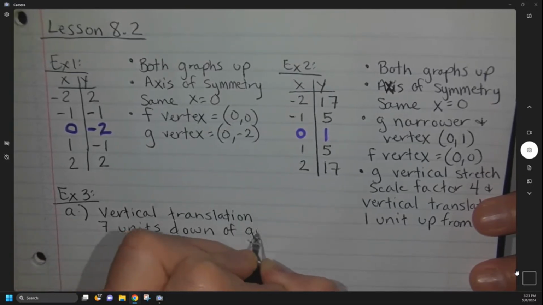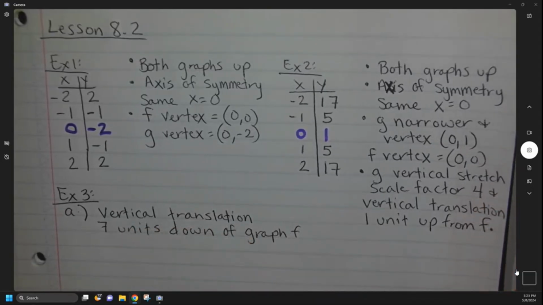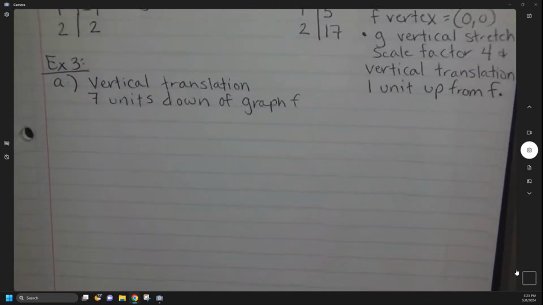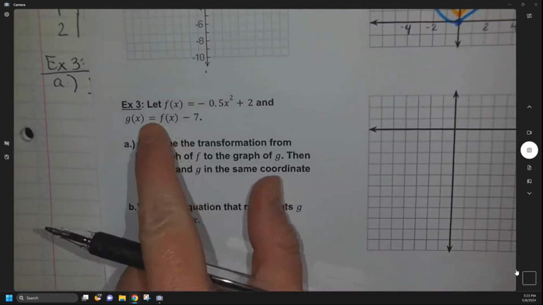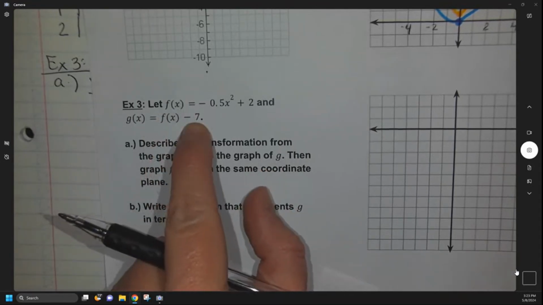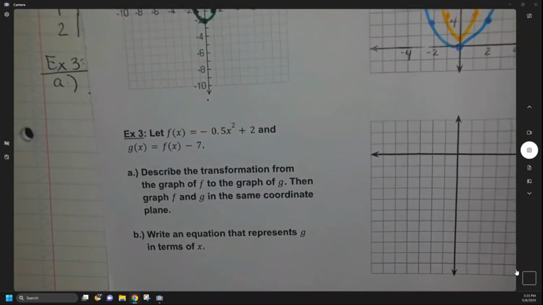Of graph F. Without even graphing it, I can see from the equations, from those functions that they gave us, because they showed us right here that all the answers from function F, whatever I got, I'm subtracting 7 to get my points for graph G. So now they want us to graph it.